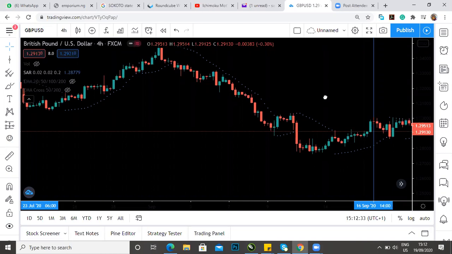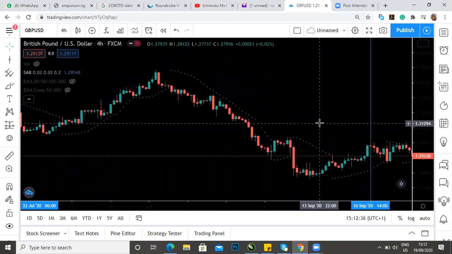Now, but with this plain SAR, it is very, very hard, because sometimes it gives false signals that may be just a short pullback. And if you think this pullback has given you another trade, it's going to be a problem. So that is where the help of my EMA comes in.